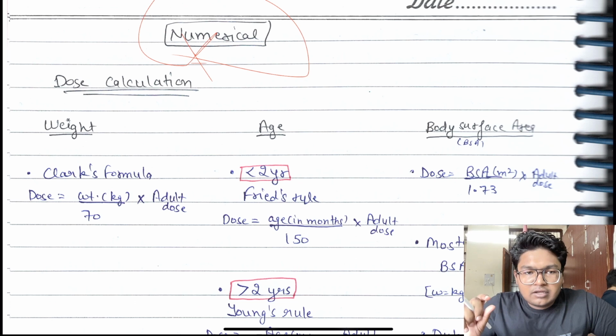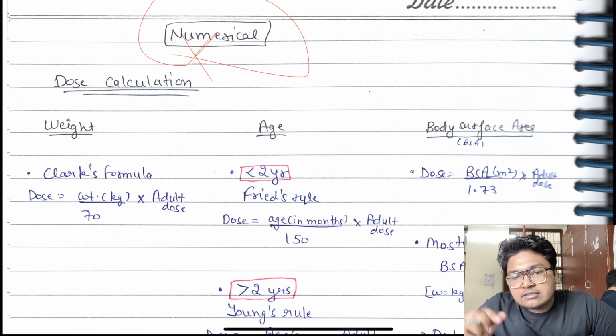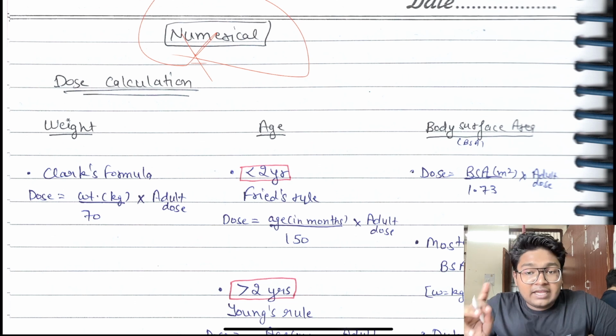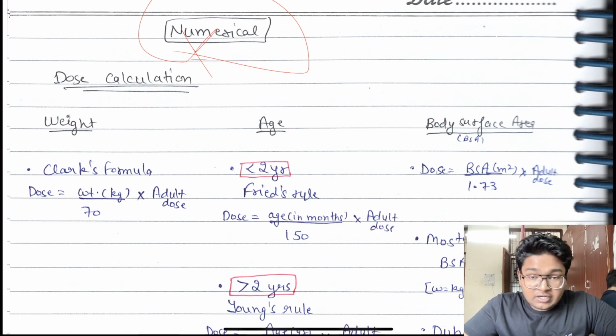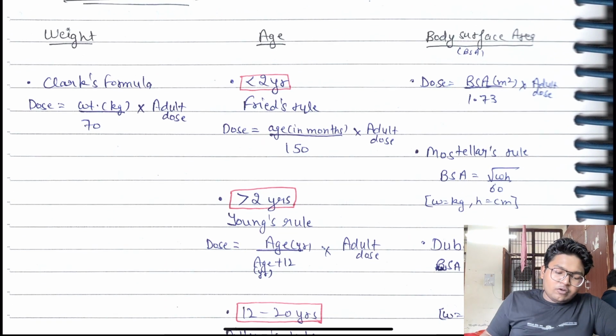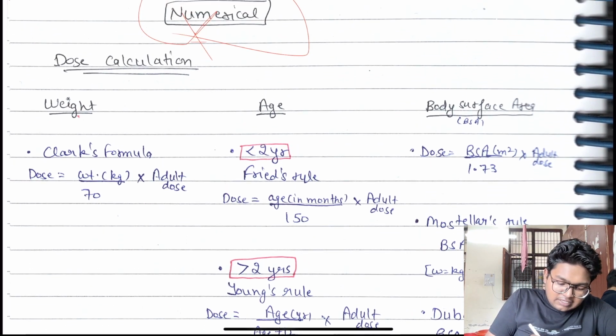Today we will discuss dose calculations in young people, adults and children with respect to age, body surface area, weight and many things. After this we will discuss the drip drop factor and some numericals also. So let's begin. First of all, for dose calculation we have Clark's formula.